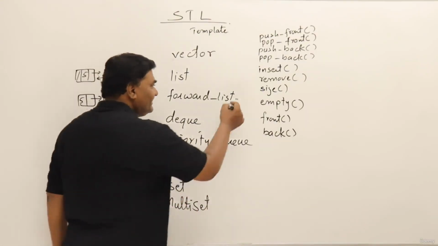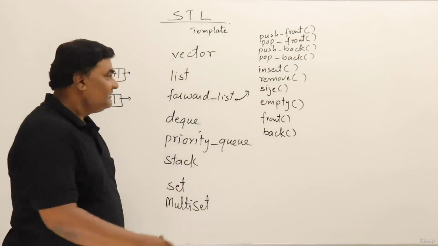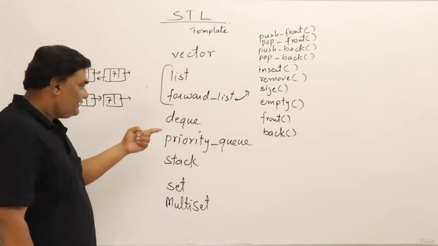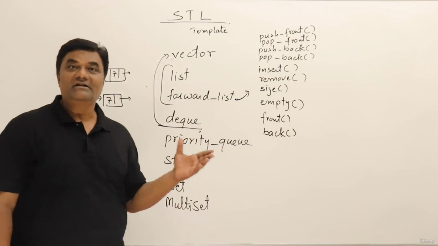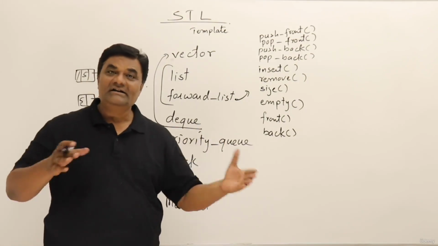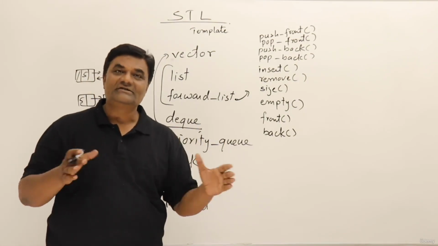And what are the methods? The same set of methods are available in this. So these two are linked lists. Now next, deque. Deque is the same as vector, meaning it's an array only. But deque means double-ended queue. From both the ends you can insert and delete.